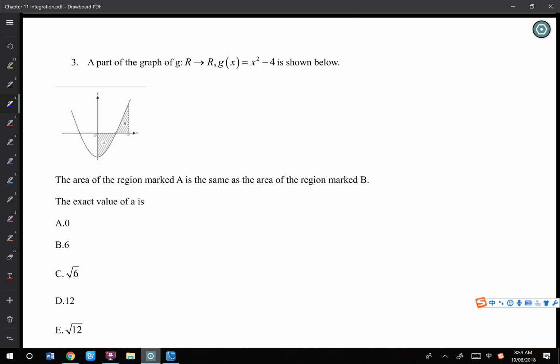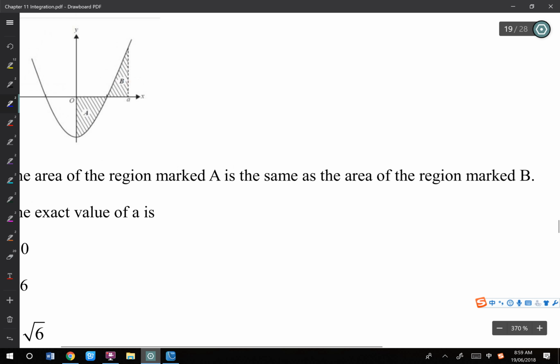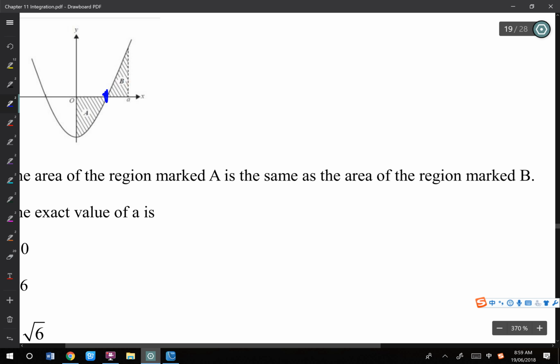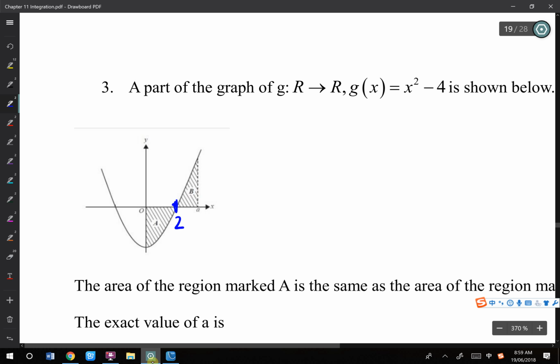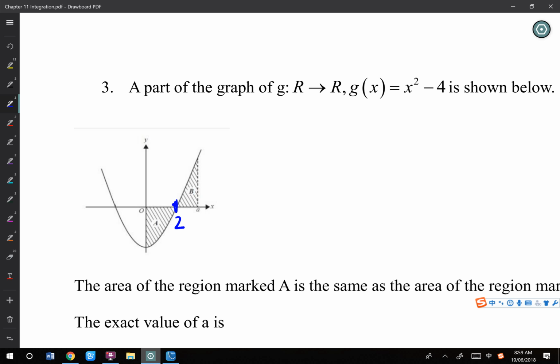Question 3 says part of the graph of g(x) looks like below. x squared minus 4 is shown below. So I have 2 areas. One area is bound between 0 and the x-intercept. You can see my x-intercept here must be 2.